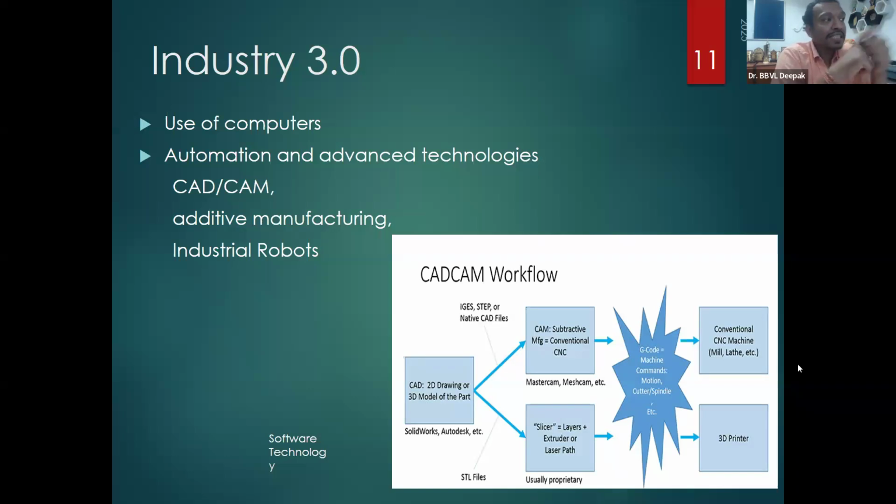This is one way. And the second thing is that additive manufacturing also comes into the picture here. This CAD file can be generated into a slicer. It is like layers, and layer by layer it will be added, and then the final product will come, with the support of a 3D printer. Now these 3D printers and CNC machines use computer technology to make a new product. This is how computers are integrated in the case of 3.0.